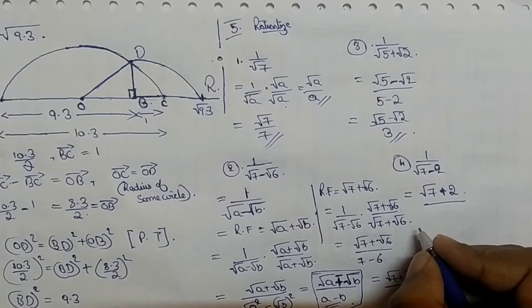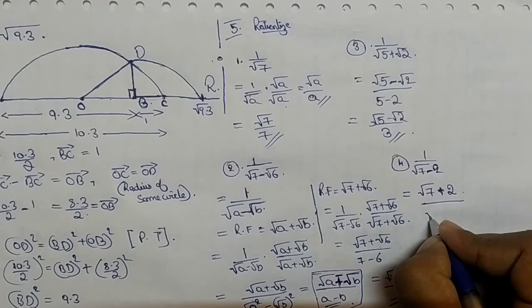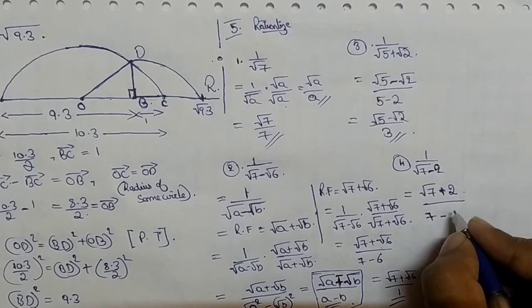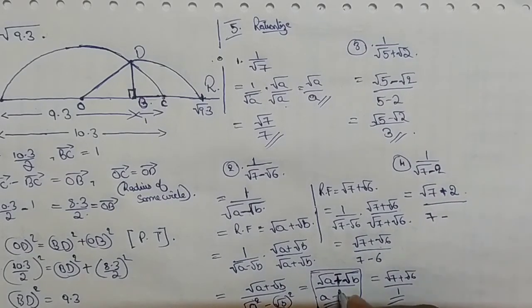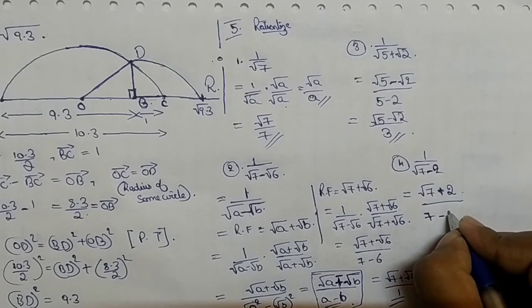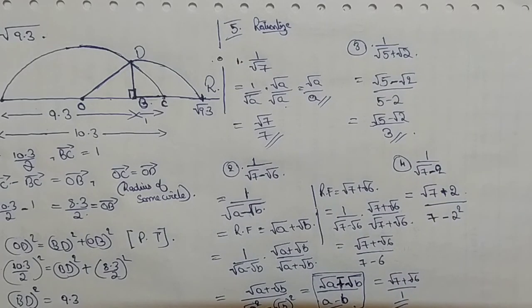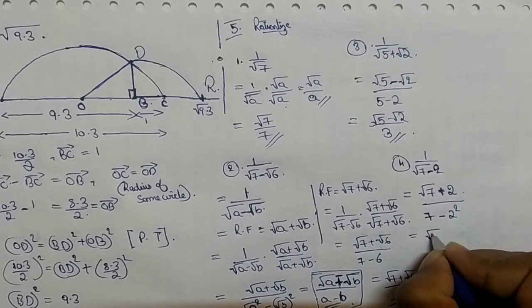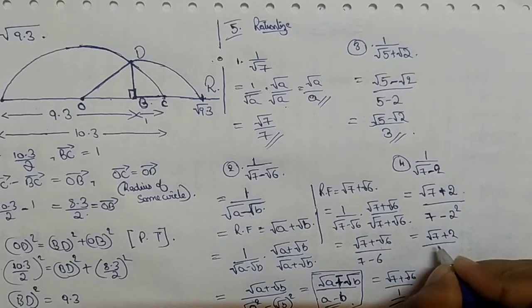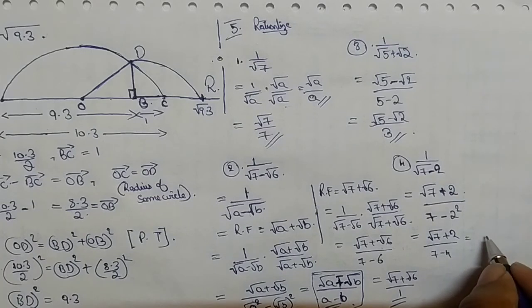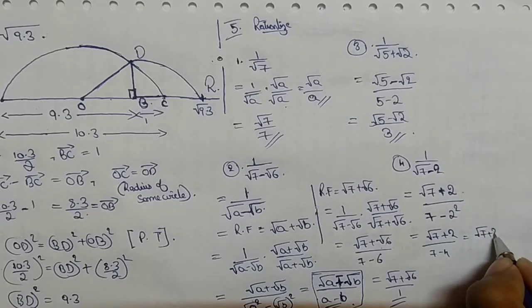Then divided by a minus b. A is 7, minus b is 2 square. Since 2 doesn't have a square root, we need to take the square, that's 4. Root 7 plus 2 divided by 7 minus 4.